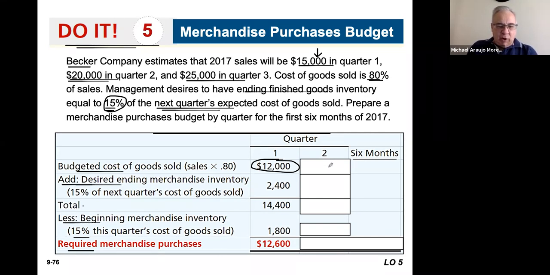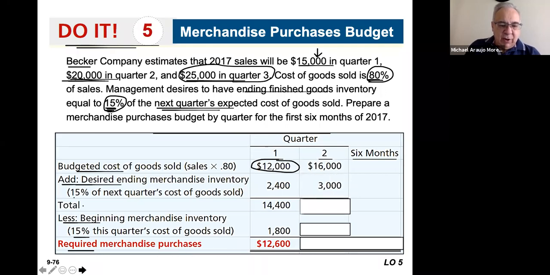For the second quarter, again, budgeted costs, 80% of sales. 20,000 is the sales, 80% is 16,000. Your desired ending inventory is 15% of the next quarter. That's why they gave you quarter three's number here, 25,000 in sales times 80% for cost of goods sold. That difference, you multiply by 15% and you will get 3,000. So the total is 19,000.